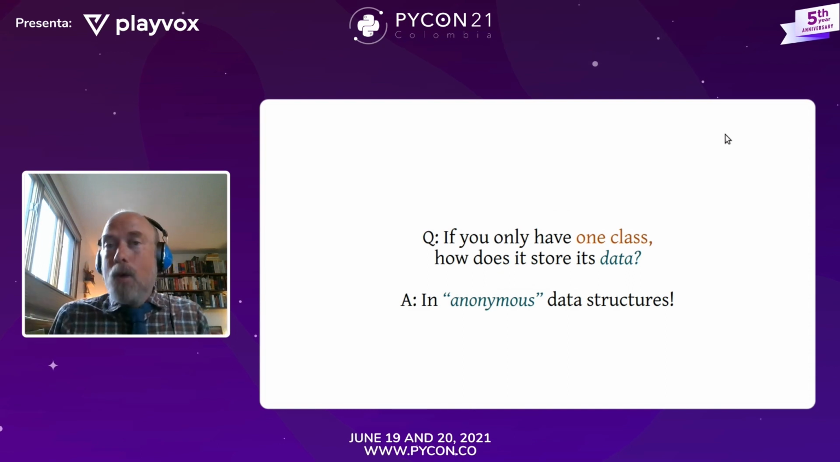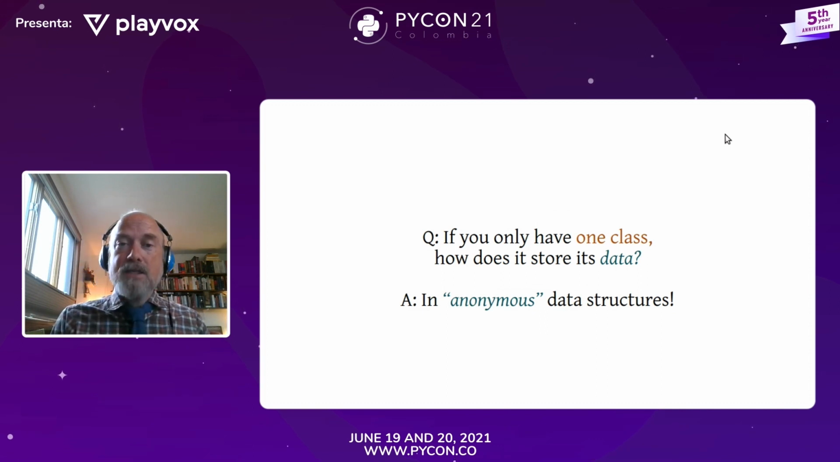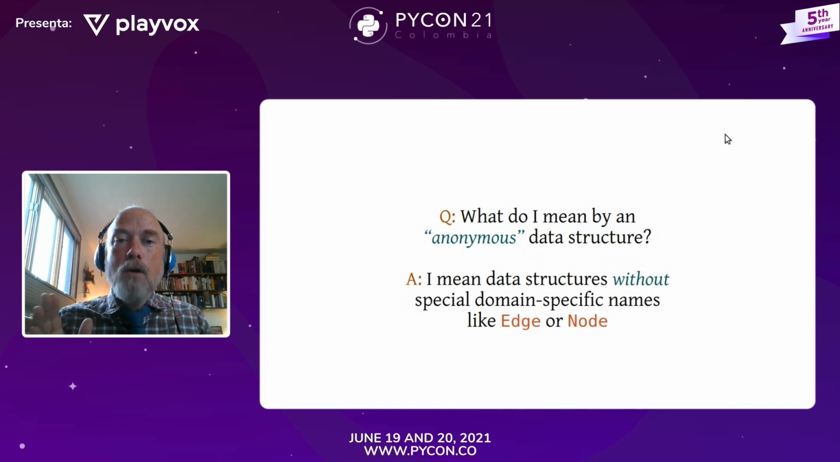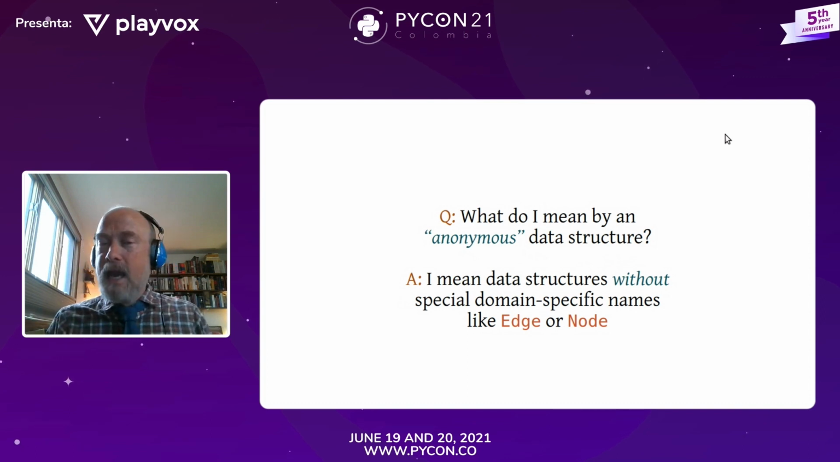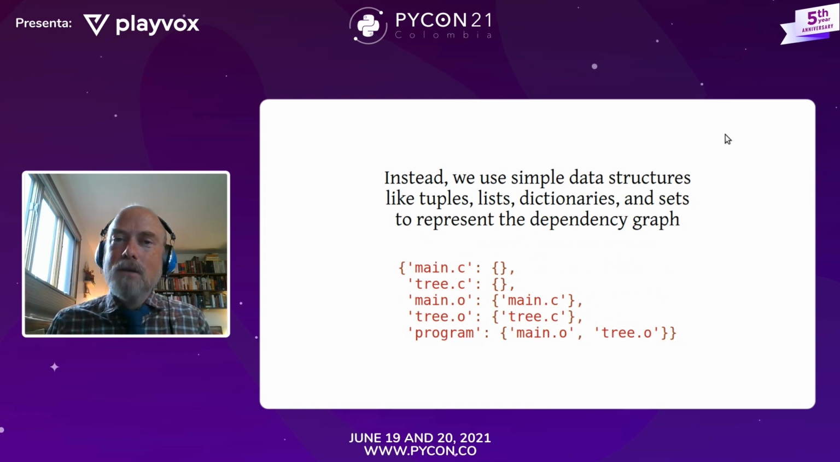Well, question, if you only have one class, how does it store its data? Our answer is in anonymous data structures. What do I mean by an anonymous data structure? I mean data structures without special domain-specific names like edge or node. Because we already saw that we can use simple data structures like tuples, lists, dictionaries, and sets to represent the dependency graph. We don't need special case classes to represent data because Python has such powerful and composable data types built in.